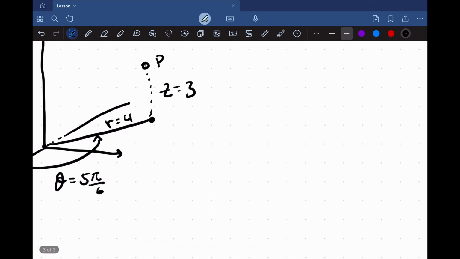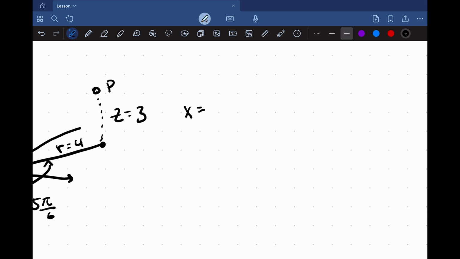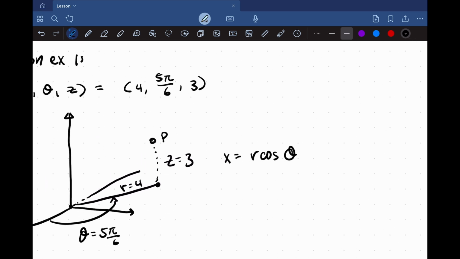So using the equations that we just got earlier, we can get x, y, and z. So we said x equals r cosine theta. In this case, we simply plug in r is 4, cosine of 5 pi over 6. And that gives us -2 root 3.